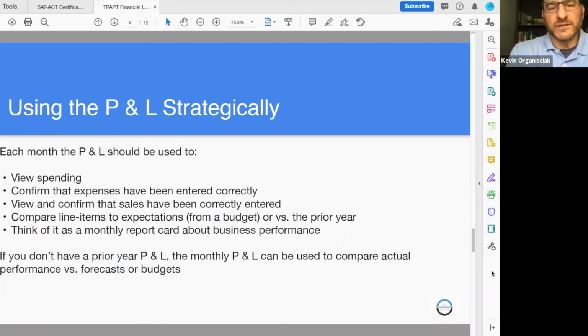If you don't have a prior year P&L, you can use your monthly P&L to compare your results versus what you expected. Maybe you built a forecast, or maybe you built a budget when you made a business plan. And even if you didn't, as I said, it's helpful to just double check on expenses and sales, make sure everything was processed properly, or that you didn't pay a double bill, or anything. It's just helpful with accuracy.